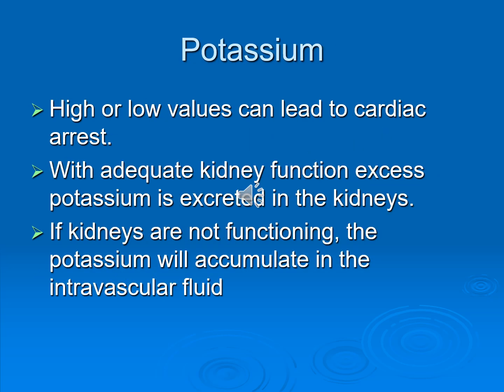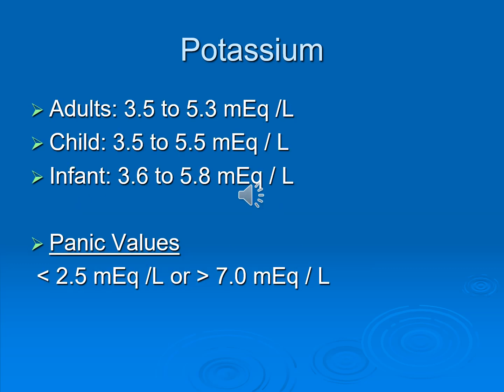When we look at potassium, potassium is very important. High or low levels can lead to cardiac arrest. With adequate kidney function, excess potassium is excreted in the kidneys. But if the kidneys aren't functioning, the potassium will accumulate in the intravascular fluid. Normal potassium levels, you see that they're slightly different. Adults are 3.5 to 5.3. A child is 3.5 to 5.5. And infants are 3.6 to 5.8. And then, you're probably going to get pretty panicked if it is less than 2.5 or greater than 7.